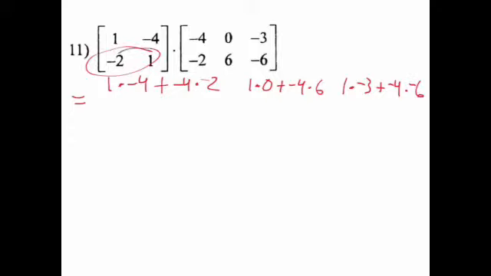Now I'm going to do second row times each of these columns, just like I did with the first row. Negative 2 times negative 4 plus 1 times negative 2.